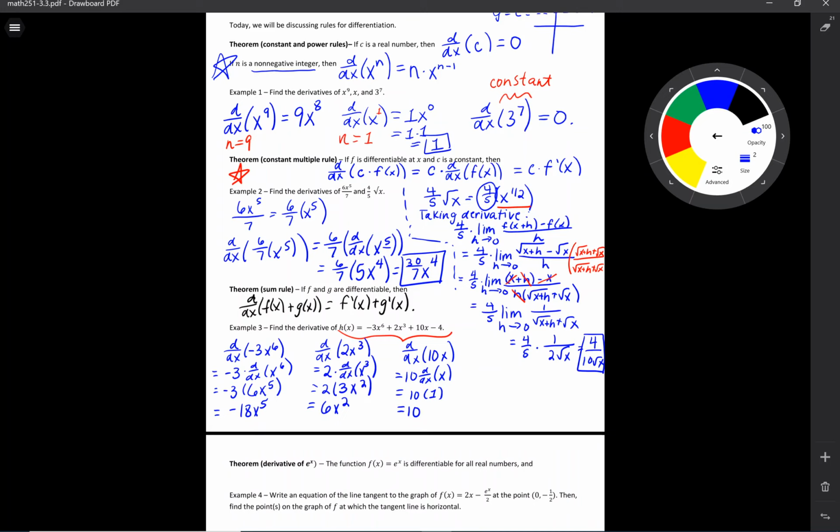And finally, the derivative of negative 4, well, the derivative of any constant is equal to 0. So if I add all of these individual derivatives together, I get the derivative of our original function, h of x. So h prime of x is equal to negative 18x to the power of 5 plus 6x squared plus 10.